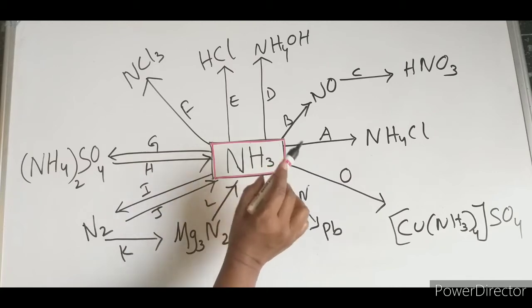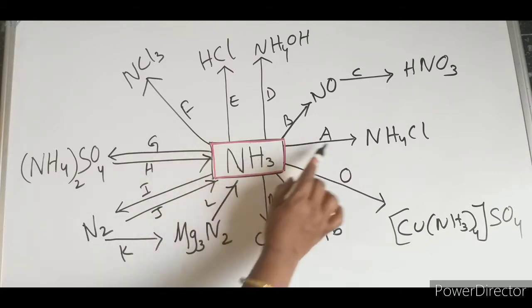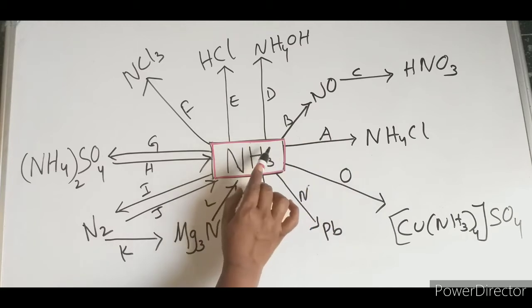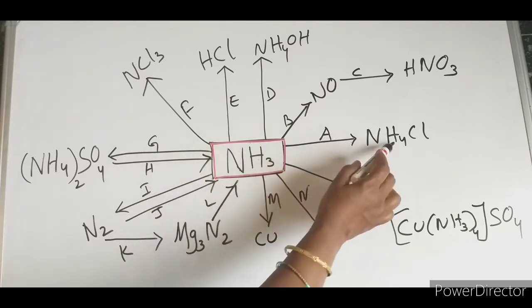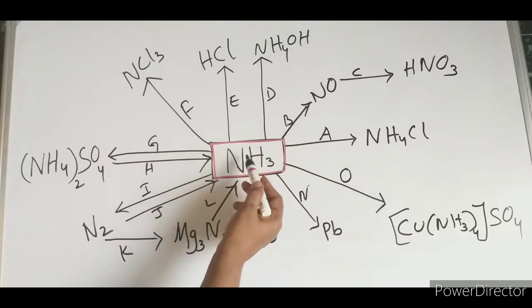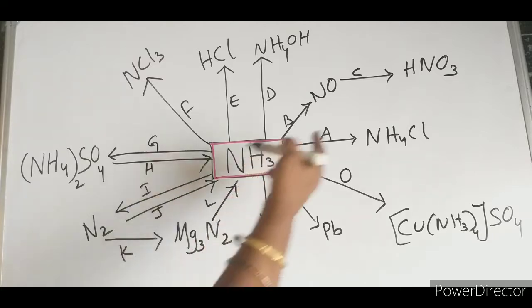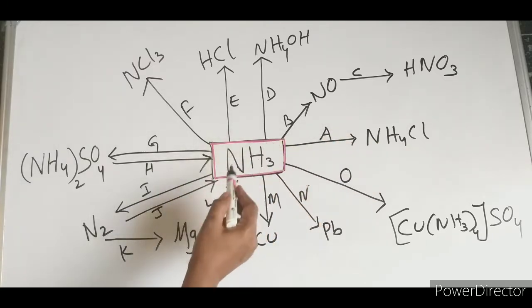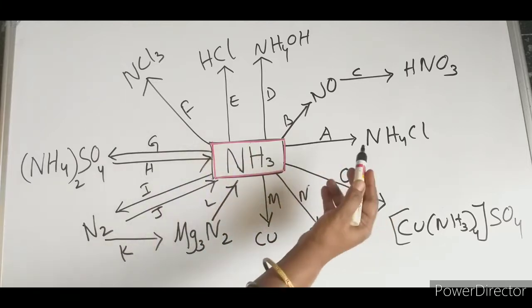Here this conversion tells that conversion A implies from ammonia to ammonium chloride. How will you get ammonium chloride from ammonia? So ammonia will be the input, the reactant, and ammonium chloride will be the product. So you have to write the equation.